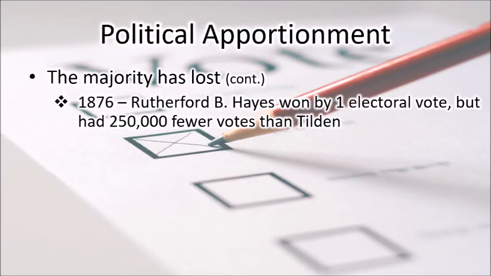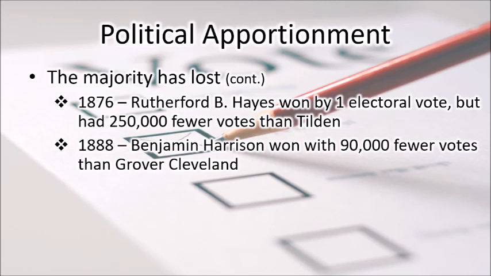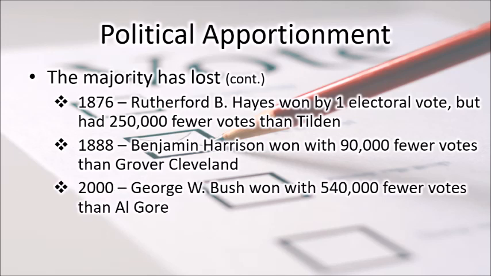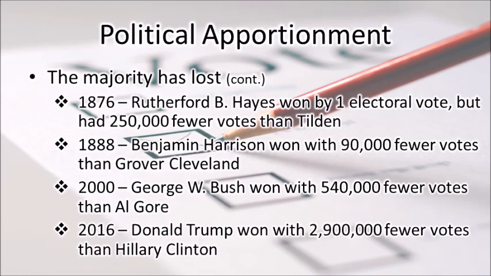In 1876, Rutherford B. Hayes won by 1 electoral vote, but had 250,000 fewer votes than Tilden. In 1888, just 12 years later, Benjamin Harrison won with 90,000 fewer votes than Grover Cleveland. In 2000, George W. Bush won with over 500,000 fewer votes than Al Gore. That one was also greatly contested. And then, of course, most recently in 2016, Donald Trump won with 2.9 million fewer votes than Hillary Clinton. But yet the Electoral College worked the way it was supposed to work.